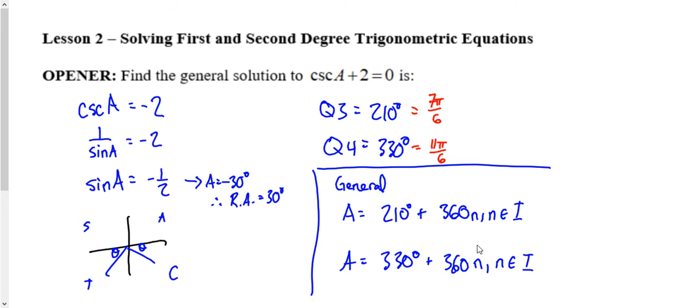Of course, I can rewrite both of these in terms of radians, so let's quickly do that. The first one here, 7 pi over 6 plus 2 pi n, where n is an element of an integer, and of course right under here, 11 pi over 6 plus 2 pi n, where n is an element of an integer again. There we have it, our answer in general solution.